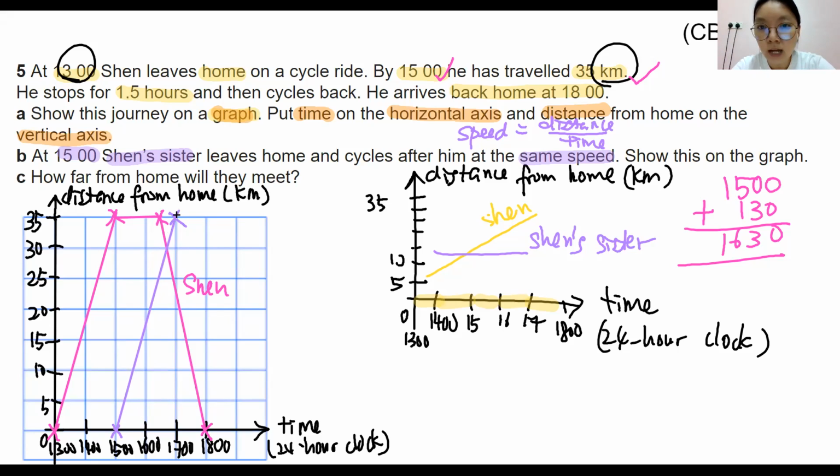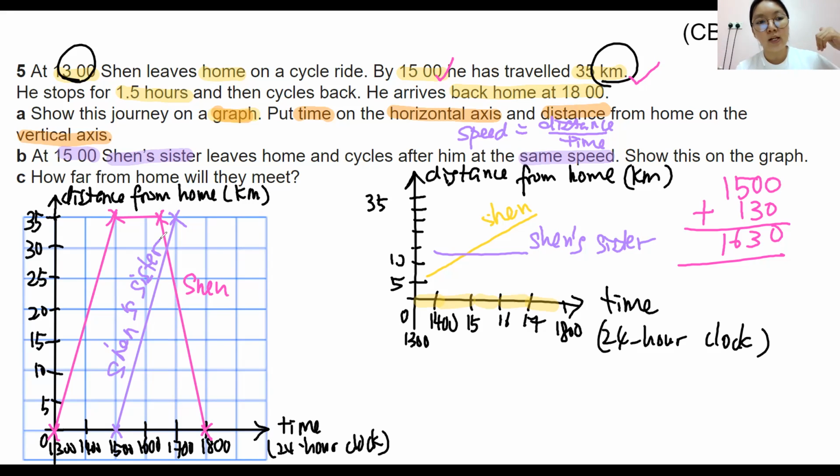What happened to Shen's sister after that? Is she coming home? I don't know. Is she just staying there? I don't know. So no assumption, no prediction, no adding stories, just leave it as it is. So the graph for Shen's sister actually stops there when she followed her brother up to 35 km and just stopped there. There's no further info. So we label Shen's sister on the purple lines. Okay, that's it. This is the graph that they want.